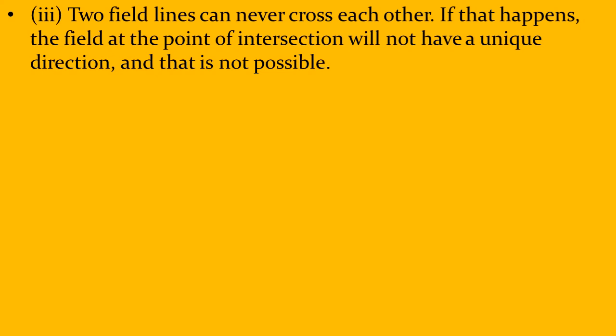Next, very important, two field lines can never cross each other, because if that happens, the field at that point will have two possible directions. It will not have a unique direction. So this is not possible. So two field lines cannot intersect each other.